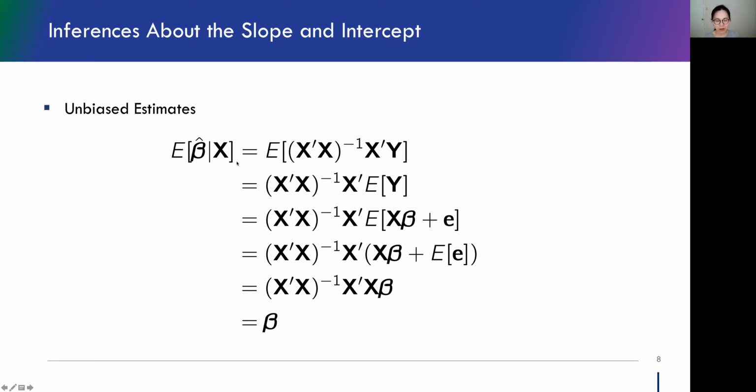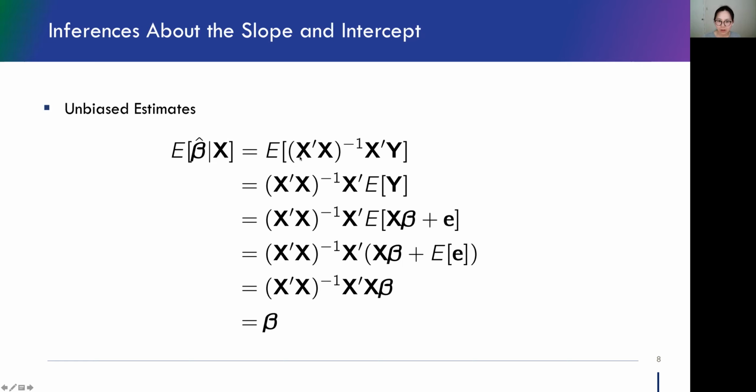Let's go through this line by line. Remember this beta hat, when we have our matrix format, we get beta hat given x equal to x prime x inverse times x prime y. This is something you're supposed to know, to remember. So when we take the expectation, because x is given here, it is fixed. It's no longer a random quantity.